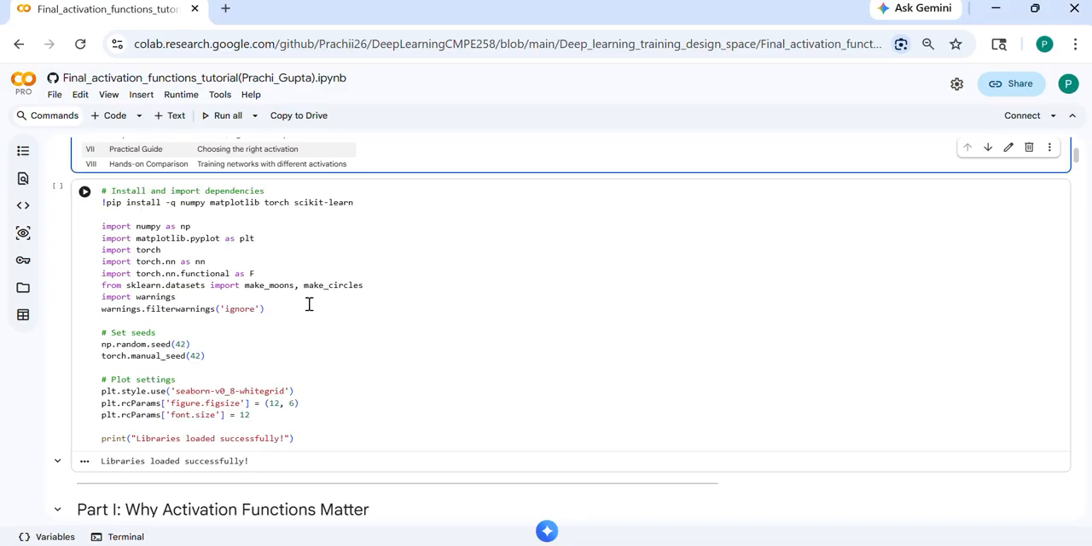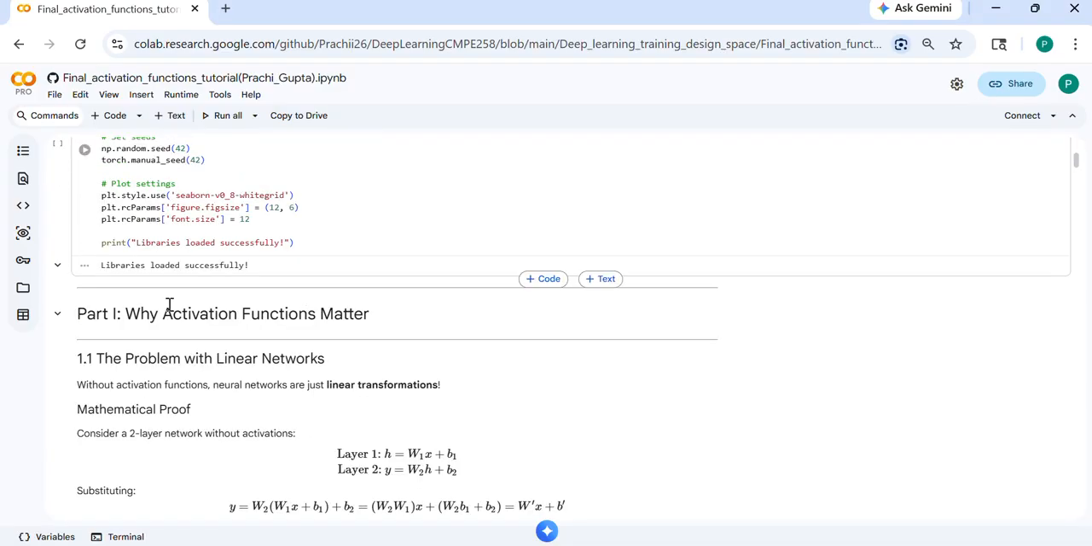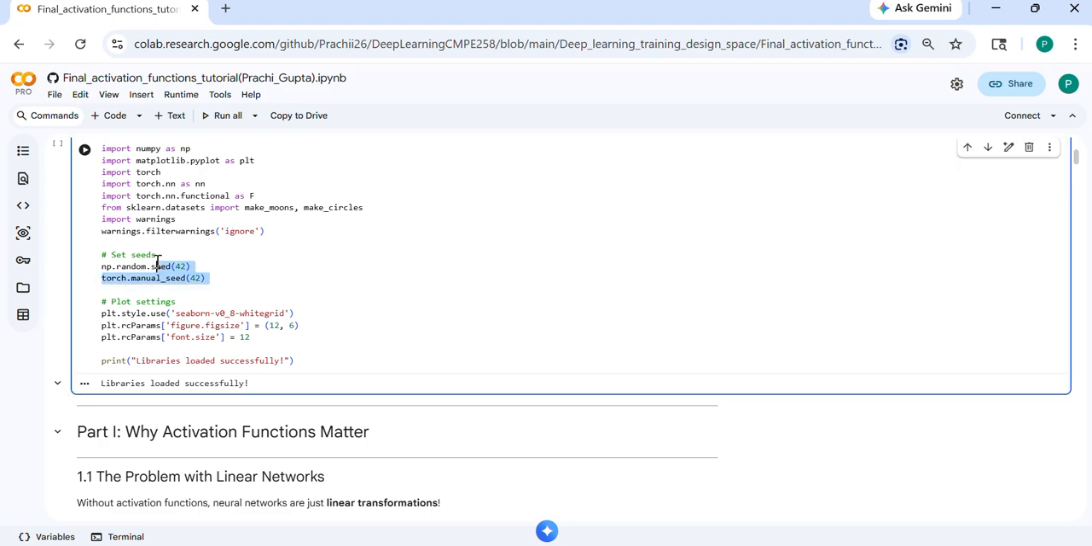In this cell, I'll set up the environment. I import NumPy for numerical operations, Matplotlib for plotting the graphs, PyTorch for building neural networks, and scikit-learn for generating the datasets. Then I suppress the warnings so that the output is clean. I also set a random seed for NumPy and PyTorch. This ensures reproducibility, meaning the same results are obtained every time we run the notebook. Finally, I configure plotting parameters like figure size and font size to make visualizations clear.